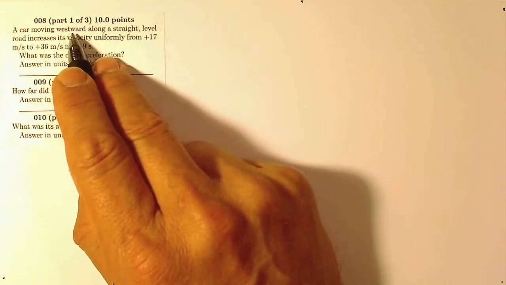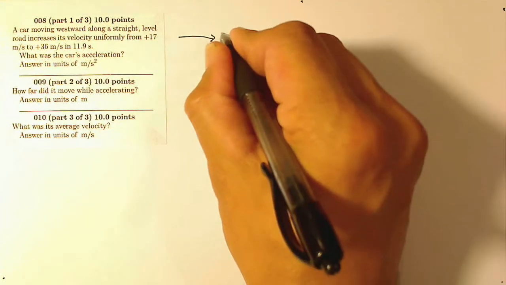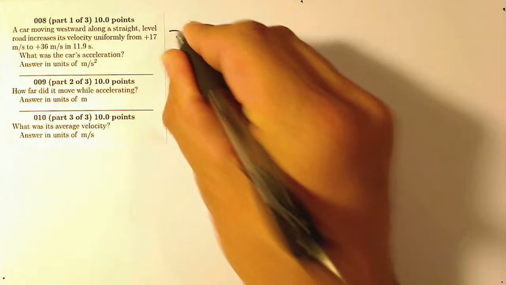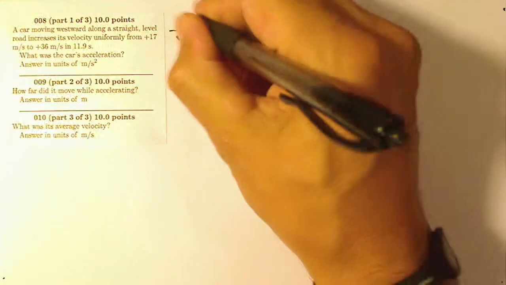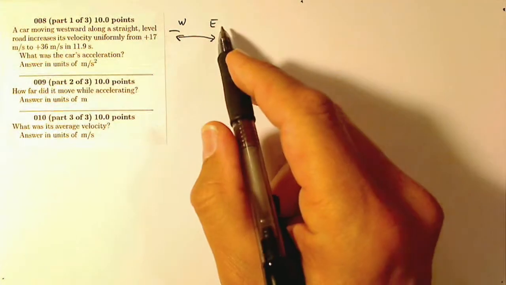It says a car moving westward along a straight level road. Well, wait a second, westward. Why do I care about that? Oh, because eastward is positive and westward is negative. So I'm going to use east is positive and west is negative as I write down my numbers.